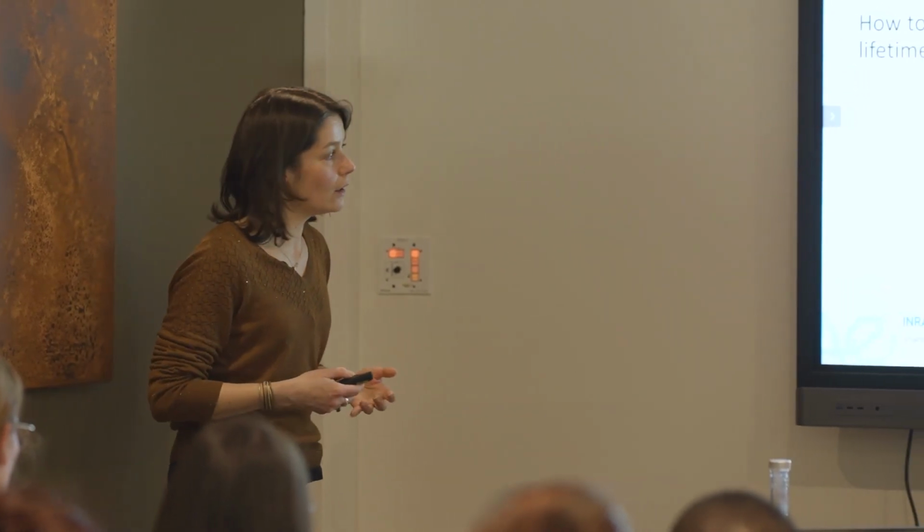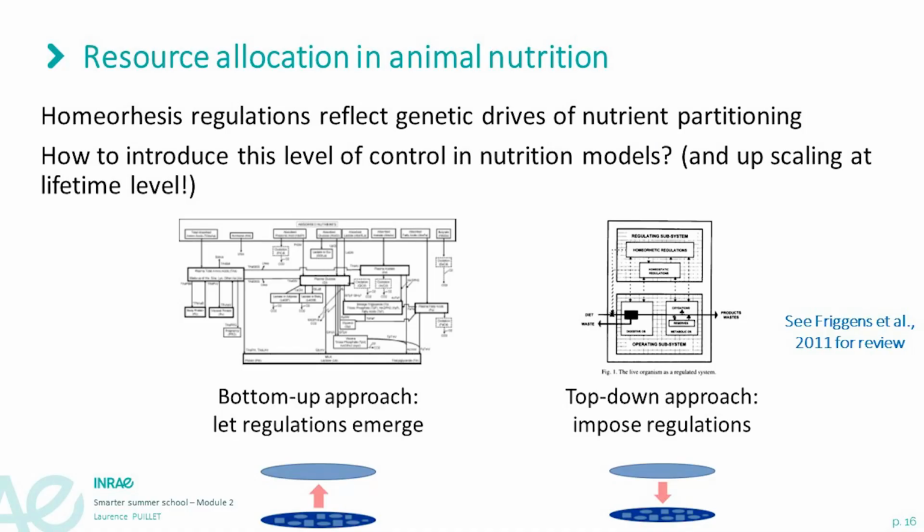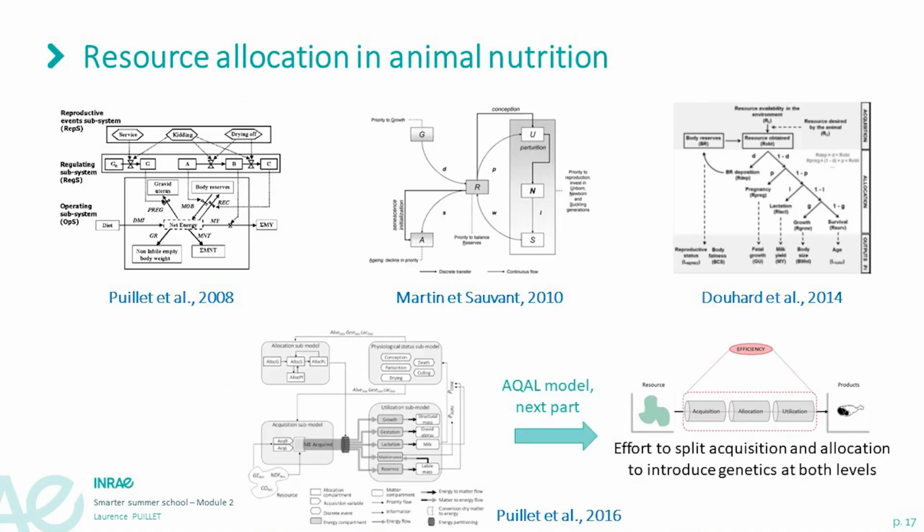It doesn't work very well, to be honest, because this type of approach doesn't integrate the level of control we aimed at representing. So you also have another type of approach, the top-down approach, where instead of considering that regulation will emerge, you impose the regulation. You consider that you want to represent that, so you model it and impose it on your model. Nix did a nice review in 2011 on that. You can check it if you want to see the comparison between these two approaches.